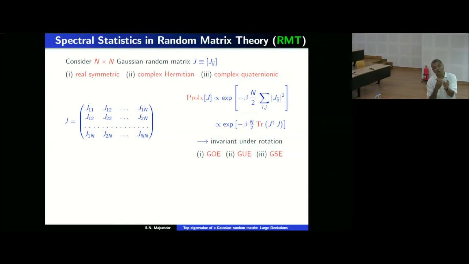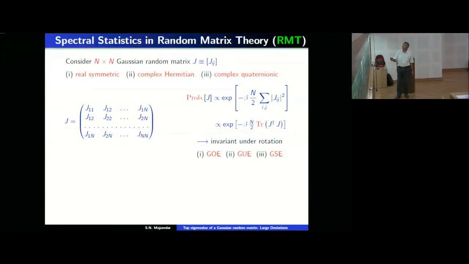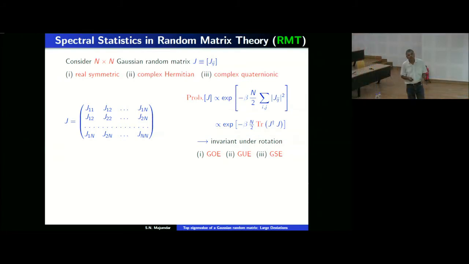Okay, so under orthogonal rotations, the trace of J dagger J is invariant under such rotation, right? Because this is just the same object basically. Similarly, in the complex Hermitian case, this is invariant under a unitary rotation of J. And in this case, it's something called the symplectic ensemble, a symplectic rotation, basically. Okay, so I'll not go into the details, but the main point is why Dyson was interested in this: in nuclear physics, essentially the main idea is that you are representing a complex Hamiltonian of your nuclei, which has lots of protons and neutrons.